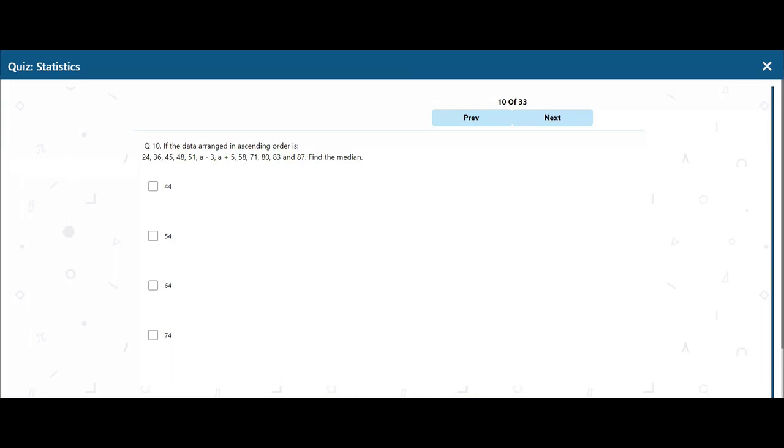Numbers. You think the data is okay? Question is okay? No, ma'am. They should give the value of the median and ask us to find the value of A, no? Yes, ma'am. They are not given. But that A minus 3, A plus 5 will be in between 51 and 58, no? Yes, ma'am.